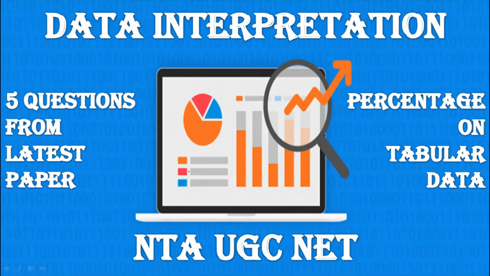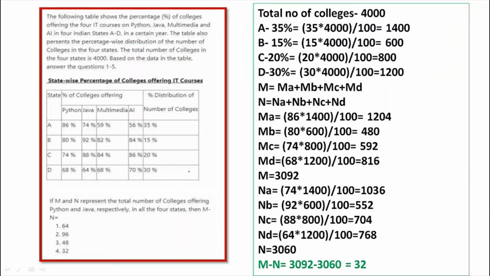So in today's video, we will have 5 questions from the latest paper of NTA UGC net. We are given 5 questions and these questions are from the data interpretation section and we will solve them. So here we have our first question. All these 5 questions are from the same data, right? Based on the data in the table, we are given questions and we'll have to solve them.